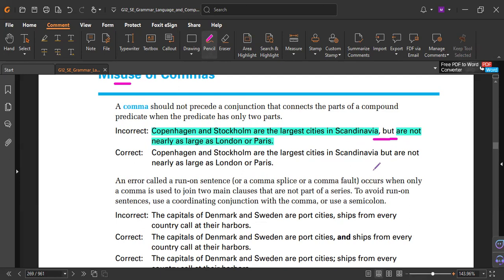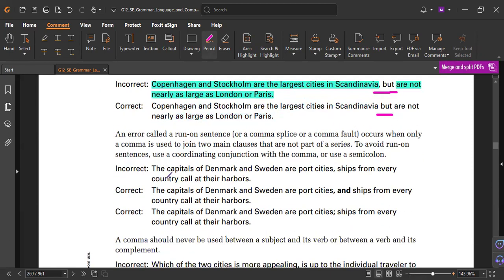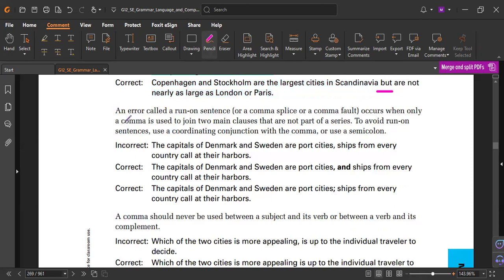Okay. That's why, here, for example, he deletes a comma. This means a comma is not needed. Now for this part, let's see why. An error called a run-on sentence. As I told you, a run-on means nothing, or a comma splice, or it's called a comma fault.